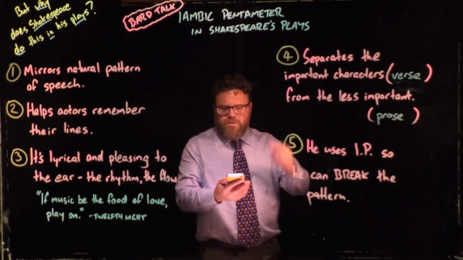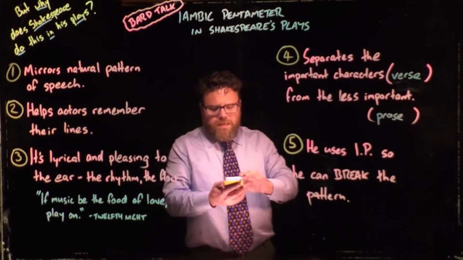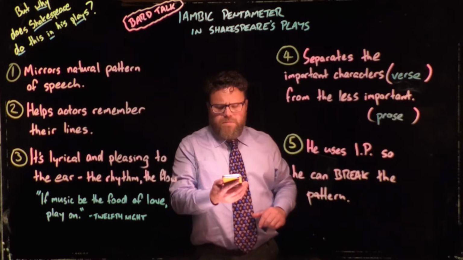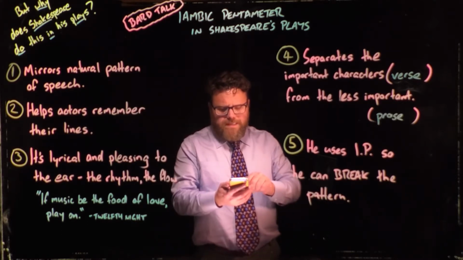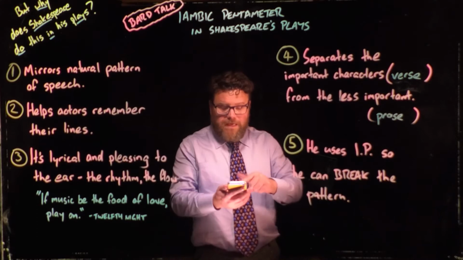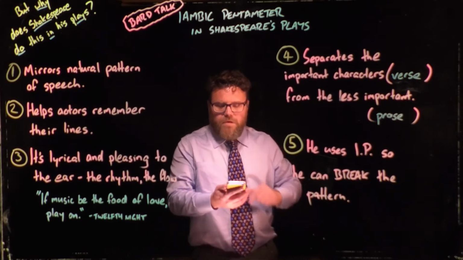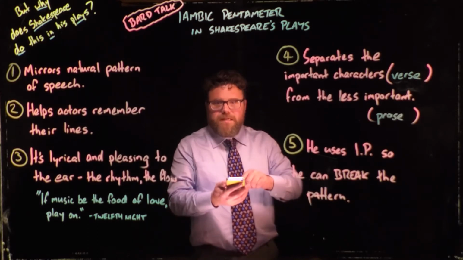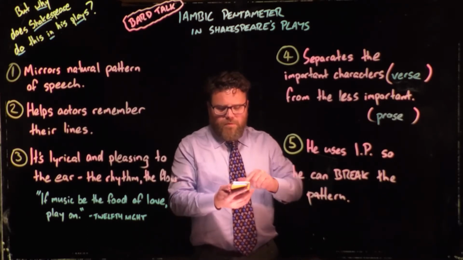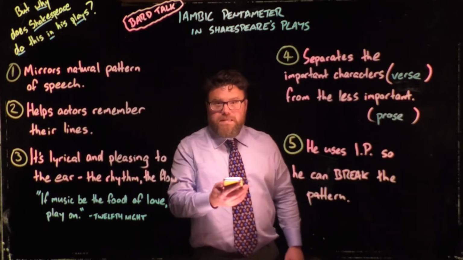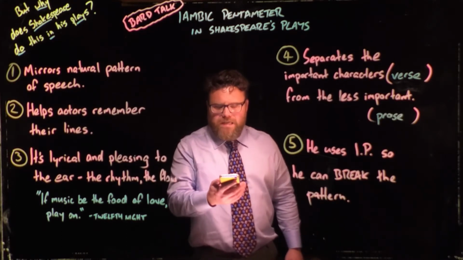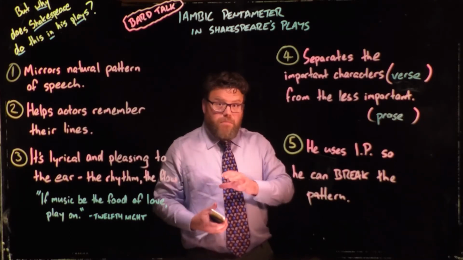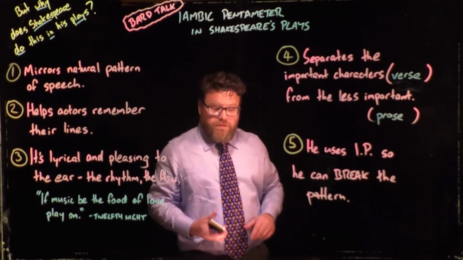Benvolio says, "Put up your swords, you know not what you do." And Tybalt says, "What art thou drawn among these heartless hinds? Turn thee, Benvolio, look upon thy death." So you can hear the pattern here. Benvolio replies, "I do but keep the peace, put up thy sword, or manage it to part these men with me." And Tybalt replies, "What, drawn and talk of peace? I hate the word, as I hate hell, all Montagues and thee." So you can hear the pattern. Important characters speaking in verse.